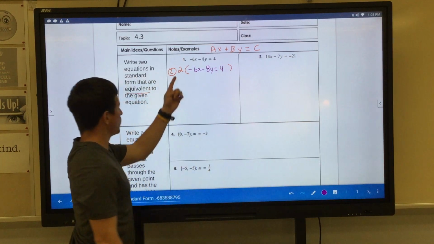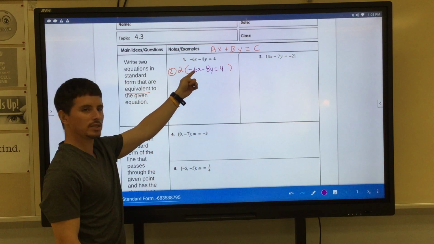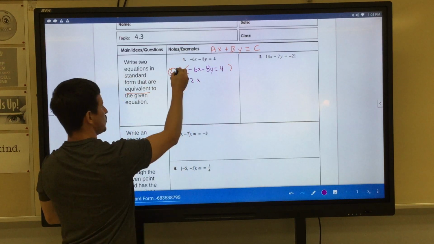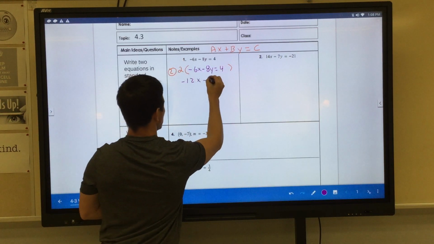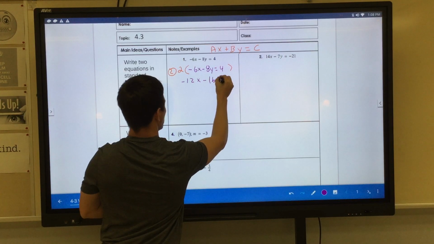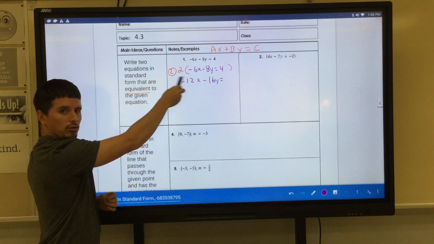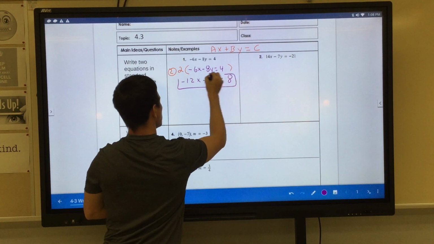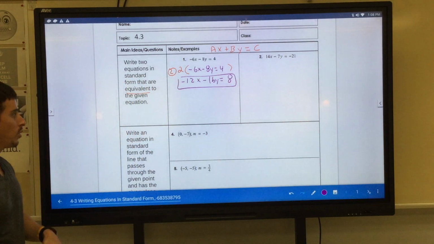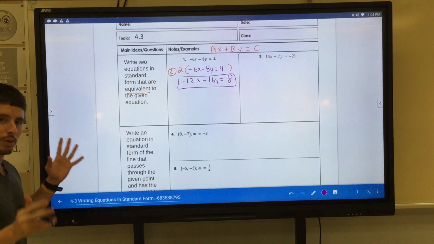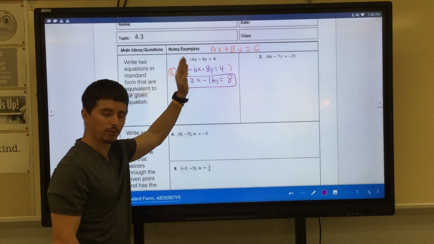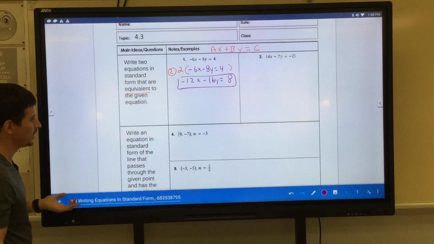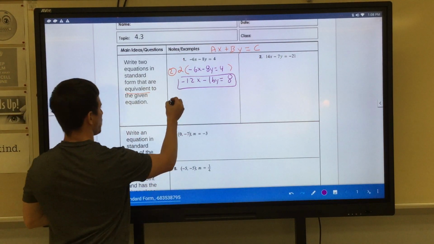Okay, so 2 times negative 6x, that's negative 12x. 2 times negative 8y is negative 16y is equal to, then 2 times 4 is 8. And that's one equation that is equivalent. You can multiply any number you want, but whatever you do on one side, you're going to have to do it to the other. So that's one example.